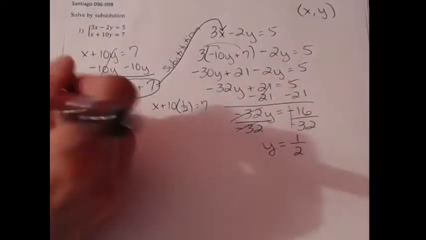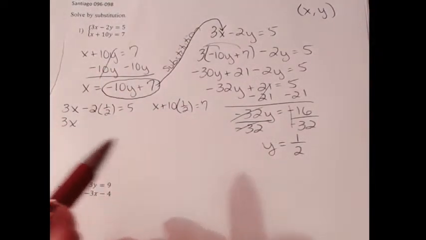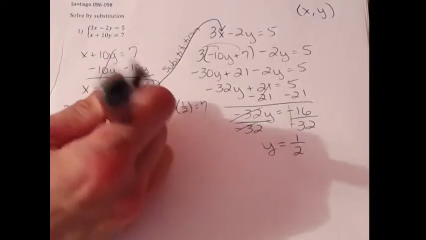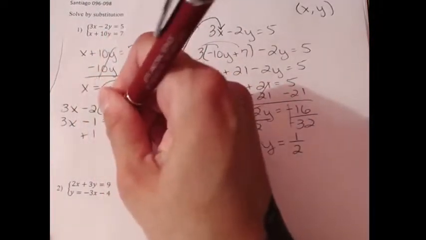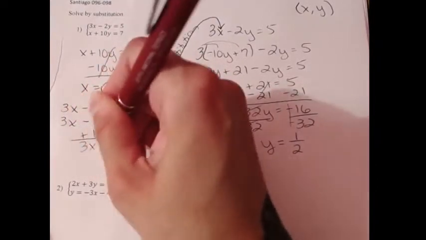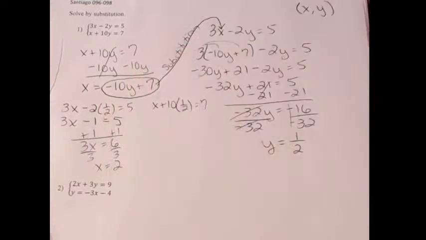So we have 3x minus, and then 2 times 1/2, or 1/2 of 2, is 1, right? So minus 1 is equal to 5, and we're just going to solve this first equation. We add 1, we get 3x is equal to 6, divide by 3, and we get that x is 2.